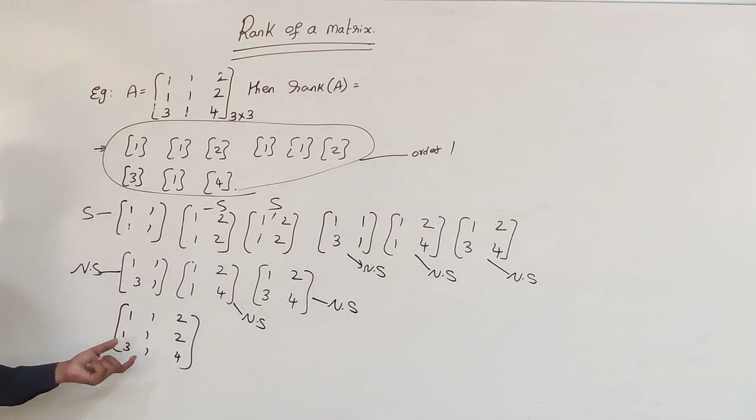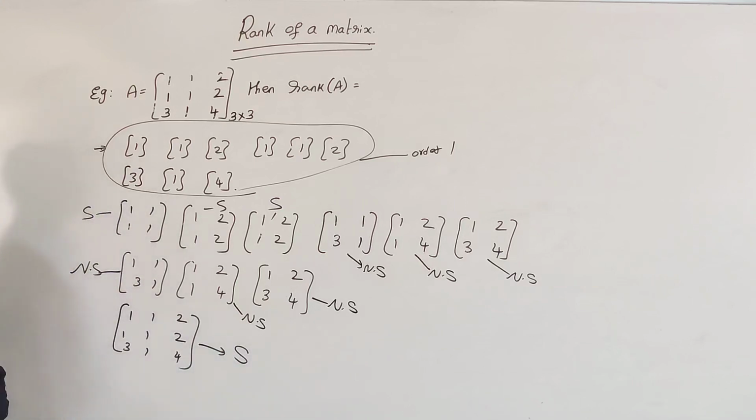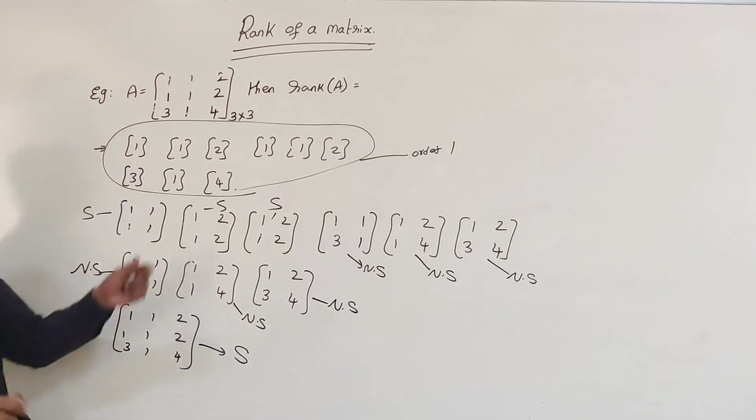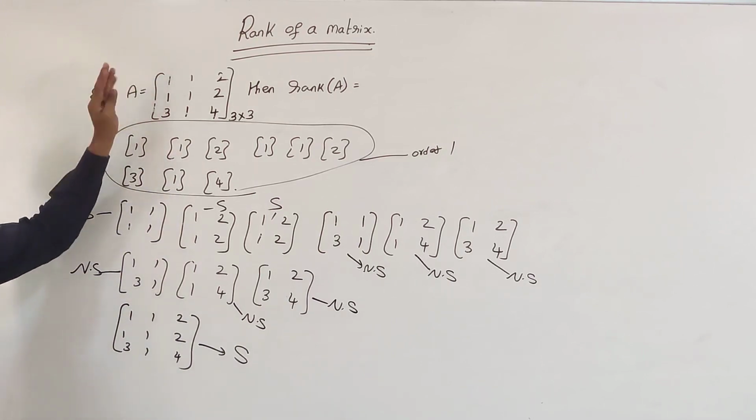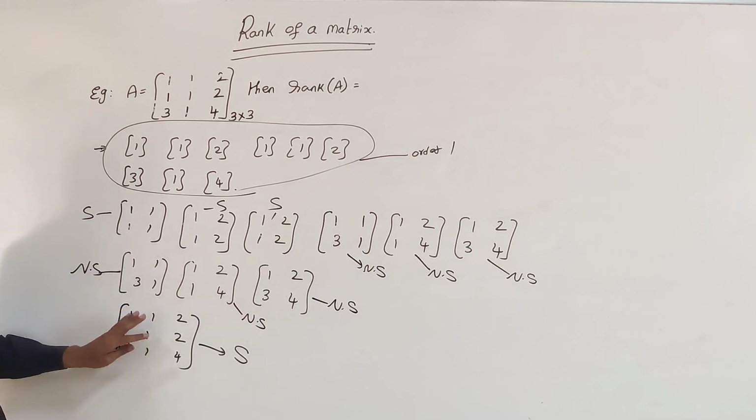And coming to the 3 by 3 matrix, it is singular. Why? The determinant of this matrix is 0. Why? There is a property: if any two rows are identical, then the determinant of this matrix is 0.